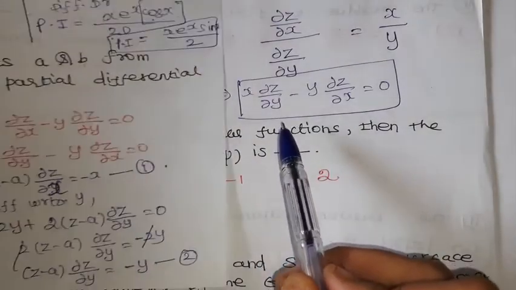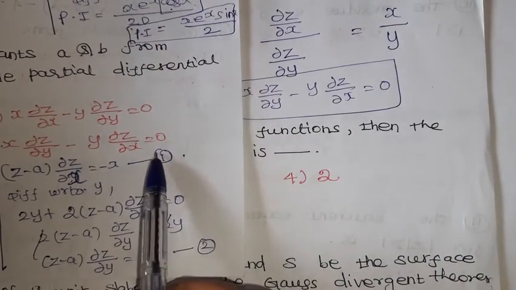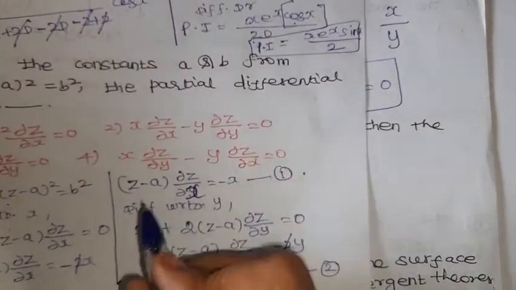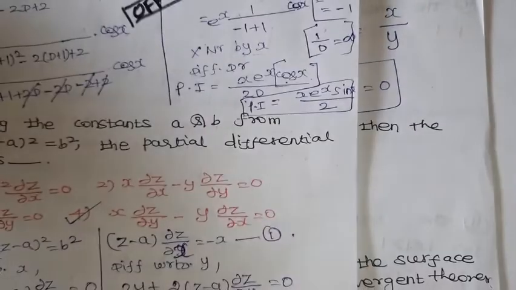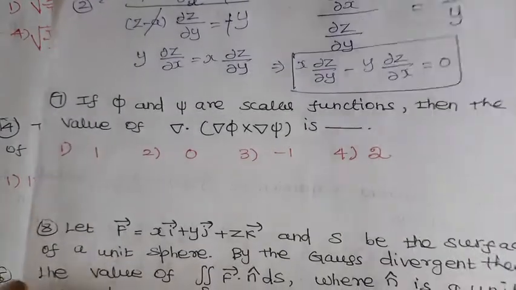See which is the option. x dou z by dou y minus y dou z by dou x is equal to 0, so option 4 is the correct option for this problem. Next, move on to problem number 7.